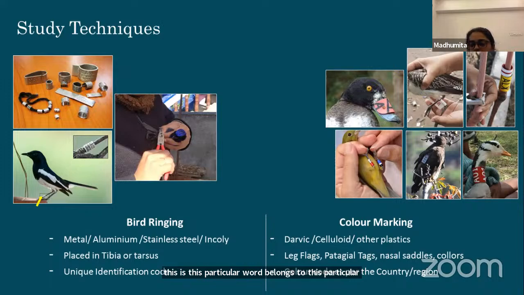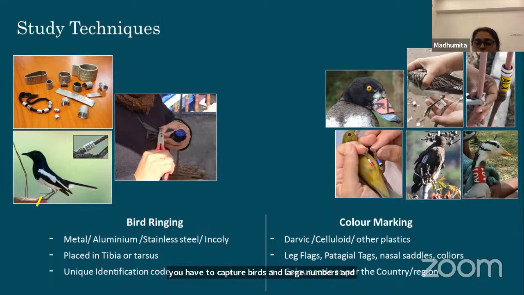Color marking, you can see there are a lot of ways to color mark these birds, some of which we are already using in India in a very large manner to understand what is happening and where the bird is going. The advantage of these two methods is that they're quite inexpensive. Of course, it involves a lot of people because you have to capture birds in large numbers, but it's an easy way.